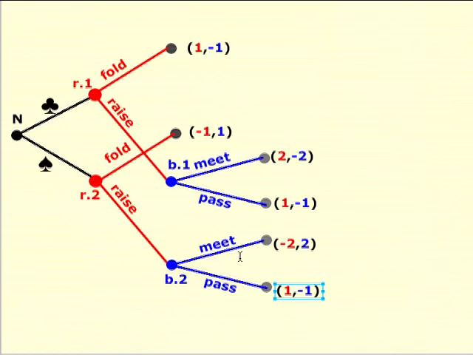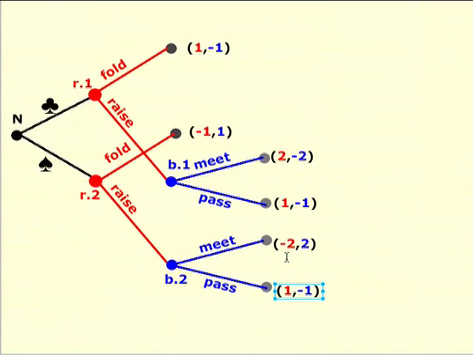If red raises, then she adds another dollar to the pot, and blue must decide whether to meet or pass. If blue passes, then the game ends, and red takes the money in the pot. So red goes up by one, and the blue player goes down. However, if blue decides to meet, that's when the contingency comes in. If it's a club, then blue has to pay out and loses two, but if it's a spade, then blue goes up two, and the red player goes down two. Got confused by my own reasoning.